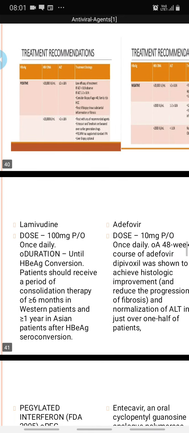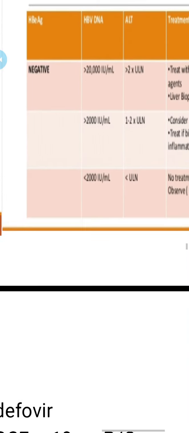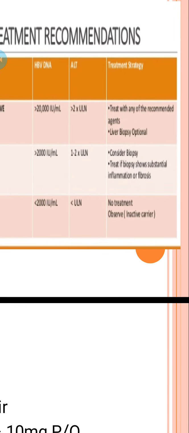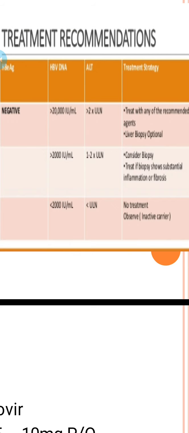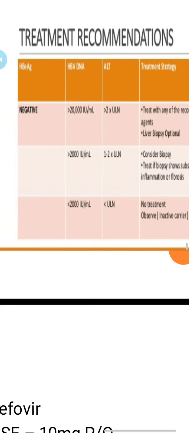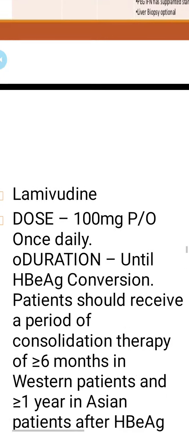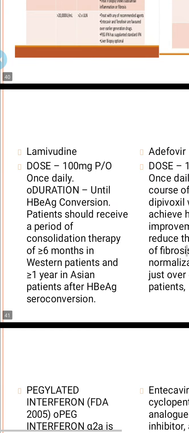And also if HBeAg is negative, HBV DNA is high, and ALT is high, treat with any of the treatment options. If HBV DNA is high but ALT is not so much raised, then consider biopsy, and treat if biopsy shows substantial inflammation and fibrosis. Okay, and if HBeAg is negative, HBV DNA is low, and ALT is also low, no treatment, just observe. Okay, so this is the treatment recommendation for chronic hepatitis B infection.